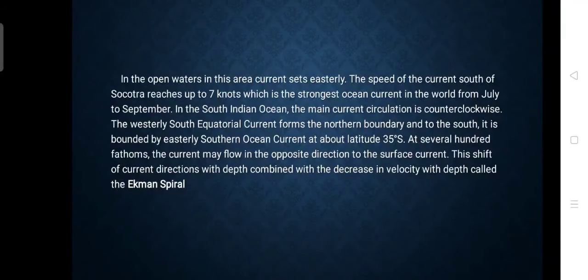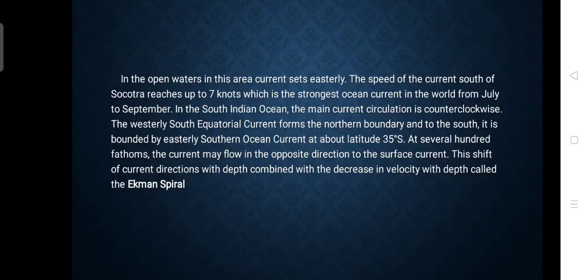In the open waters, in this area current set easterly. The speed of current of south Socotra reaches up to 7 knots, which is the strongest ocean current in the world from July to September. In the South Indian Ocean, the main current circulation is counterclockwise. The westerly south equatorial current forms the northern boundary to the south. It is bounded easterly by the southern ocean current at about latitude 35 degrees south. At several hundred fathoms, the current may flow in the opposite direction to the surface current. This shift in direction with depth combined with a decrease in velocity with depth is called Ekman spiral.